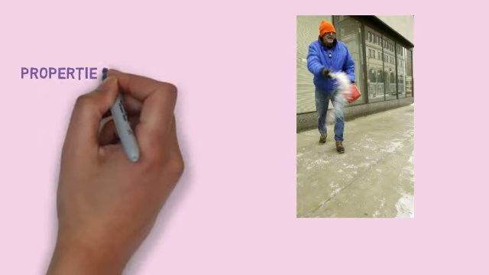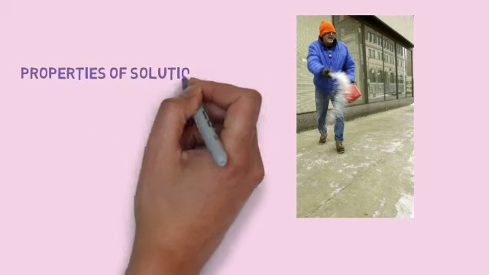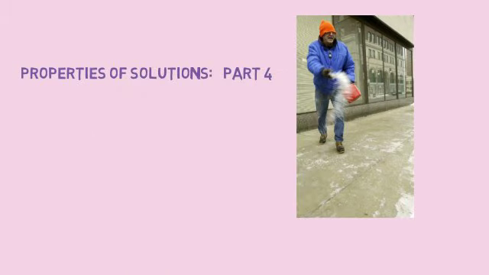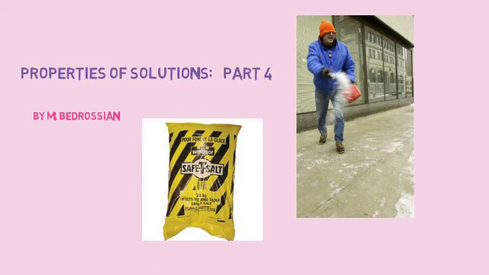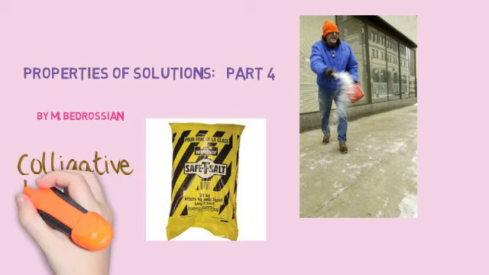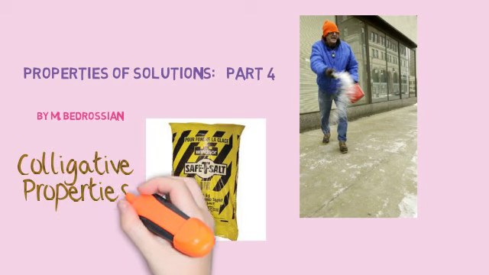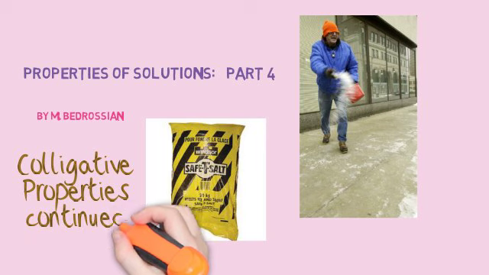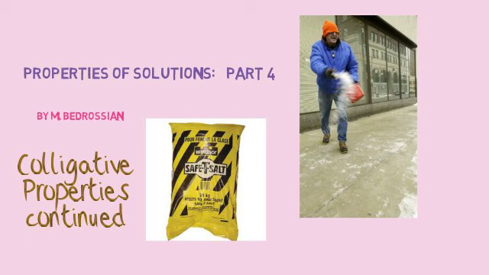All right, we are starting the last section of this chapter, properties of solutions, and here you can see somebody salting their sidewalk. And why does that work? It's because it lowers the freezing point of the ice. So properties of solutions, part 4, and here's a bag of ice. And we continue to look at colligative properties. We looked at the first one, vapor pressure, and now we're going to look at the other two.